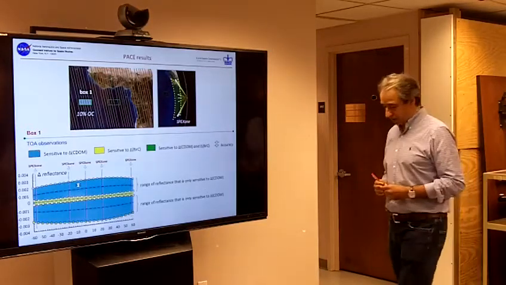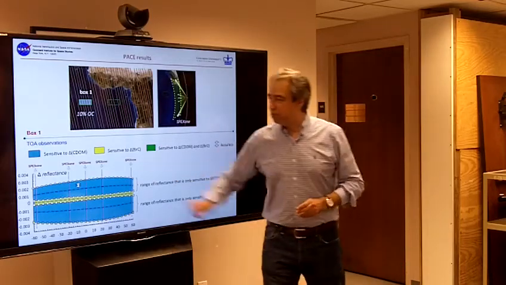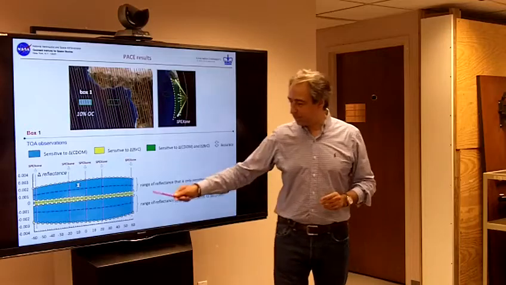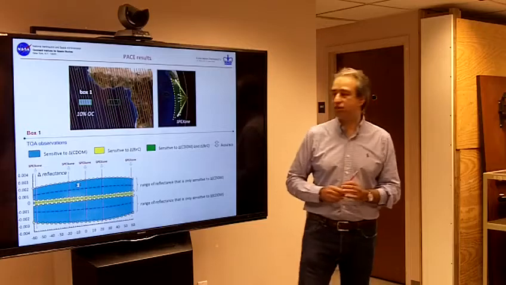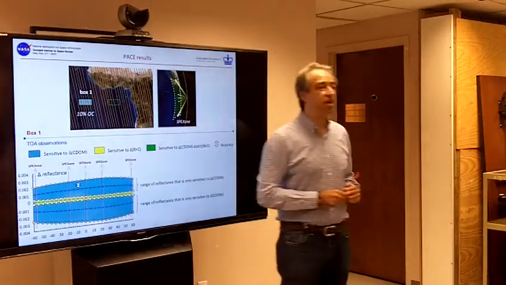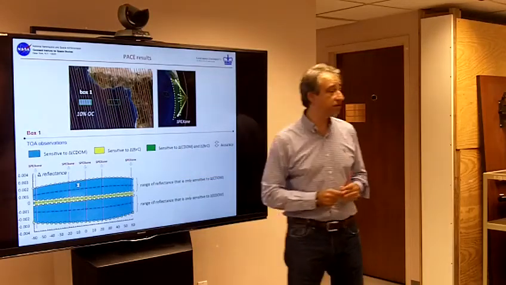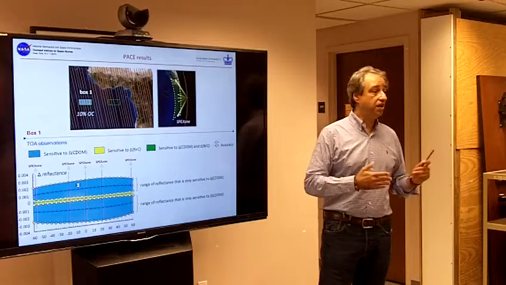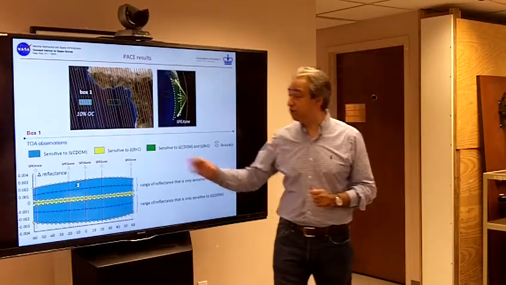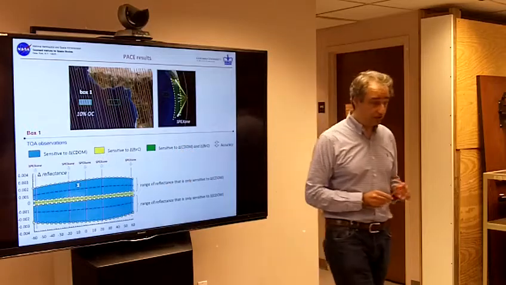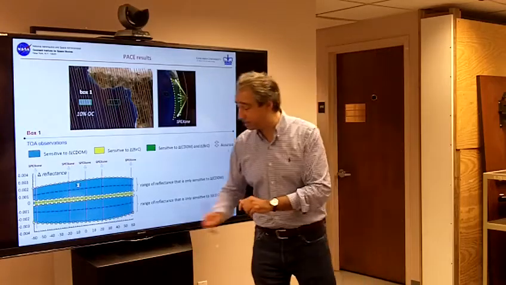Now to simplify my results, I'll use the following color scheme. Blue indicates the range of reflectances, the change in reflectances, that is only caused by changes in CDOM. Yellow denotes changes in reflectances that are only caused by changes in brown carbon, and green denotes the overlap between those two sensitivities.